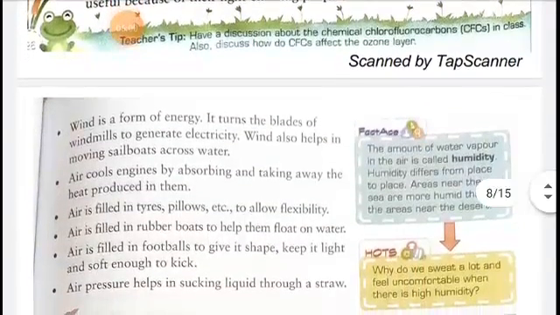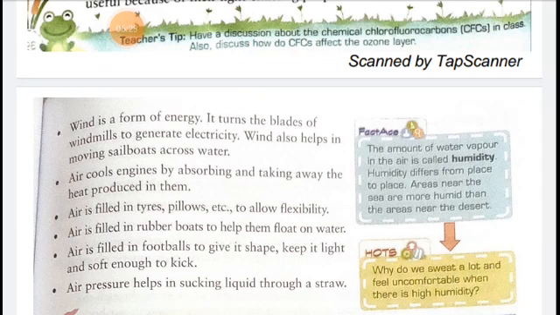Some more uses are also there. Wind is a form of energy and it turns the blades of a windmill to generate electricity. Means wind also helps us to generate electricity, and it helps in moving sailboats across water also. Air cools engines by absorbing and taking away heat produced by them. In this way, it helps in working so many machines in vehicles also.